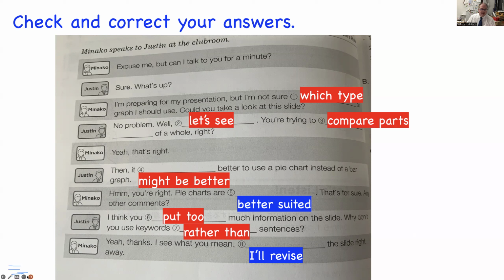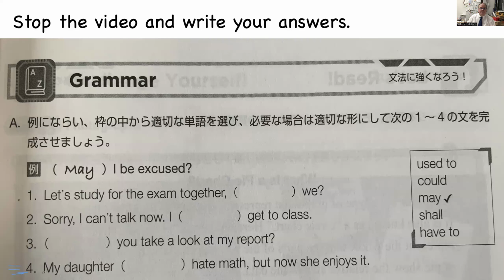Okay, good. Check your answers. Now we have to put these words into the correct sentences. This is a little bit easier because you don't have to change any of the words this time. You're kind of lucky. So, for example, you have may. May is asking for permission, and here it says, may I be excused?